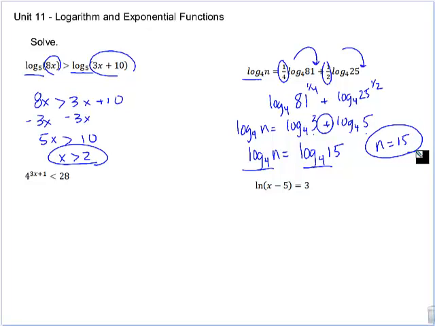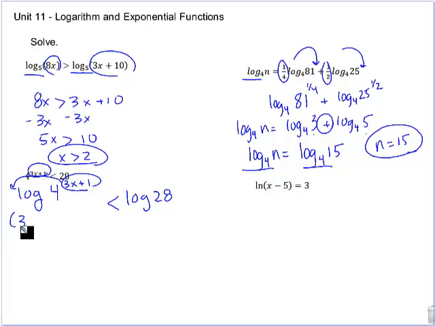Next up, we have 4 to the 3x plus 1 is less than 28. Well, currently our variable is in the exponent, so we can use our properties of logarithms to help us simplify. So we will take the log of 4 to the 3x plus 1, which is less than the log of 28. Our exponent of 3x plus 1 can now be multiplied out in front. So this is 3x plus 1 times the log of 4 is less than the log of 28. Getting our x alone, we could divide by the log of 4.